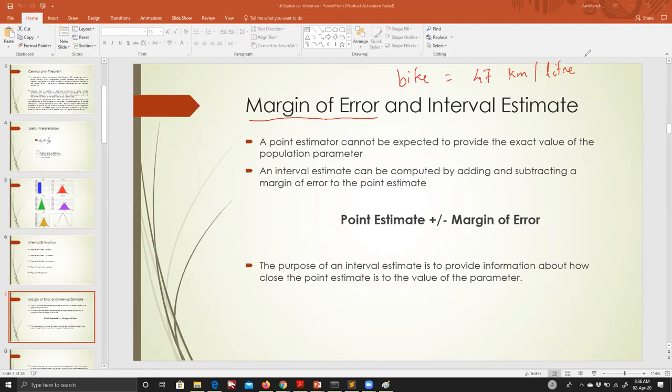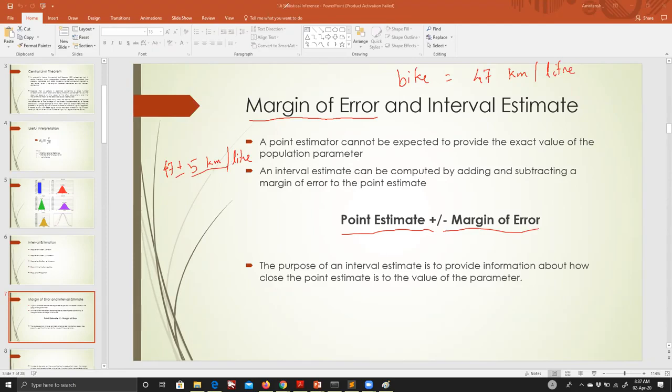But again it's an average, right? So there would be some variance. So maybe mentioning it like this would be better: 47 plus minus 5 kilometers per liter. That would be like point estimate plus minus margin of error. So this 5 kilometers is the margin of error.